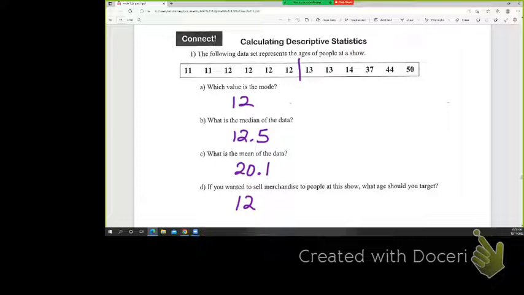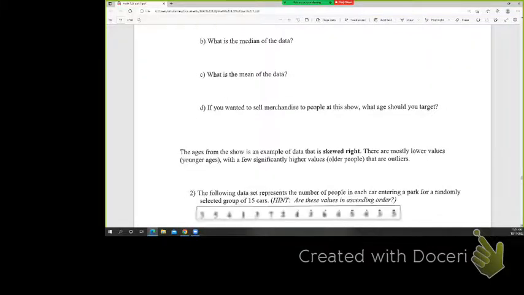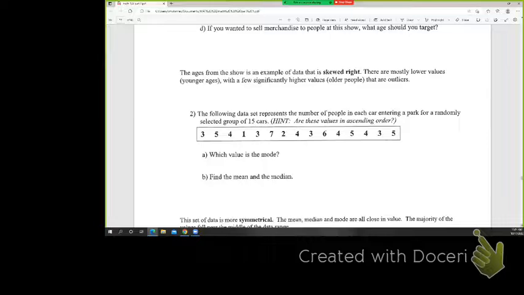But in a situation like this, the mean has been skewed. We call that, it's been skewed to the right by those big numbers at the right that don't really represent the rest of the data. There we go. It's skewed to the right. There are mostly low values with a few significantly higher values. Those are referred to as outliers. So when we have outliers like that, the median or the mode may be a better measure to look at rather than looking at the mean.